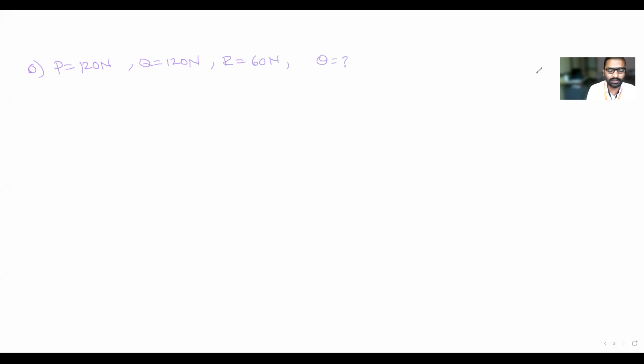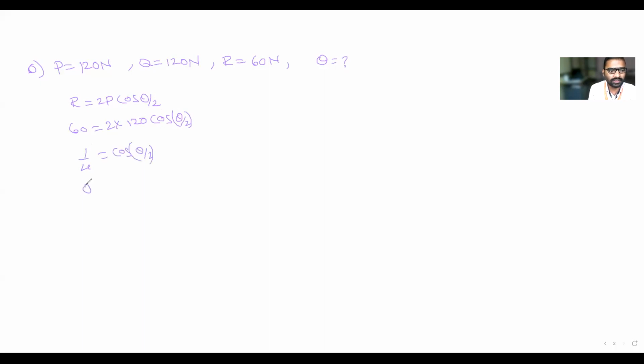Now P and Q are same, so you can apply the formula. So resultant is equal to, tell me what the resultant is equal to? 2P cos theta by 2. So resultant 60 is equal to 2 times P is same, that is 120 into cos theta by 2. Okay, this theta by 2 is in a bracket here. So you have to do that. So 2 into 2, 4. So 1 by 4 is equal to cos theta by 2.